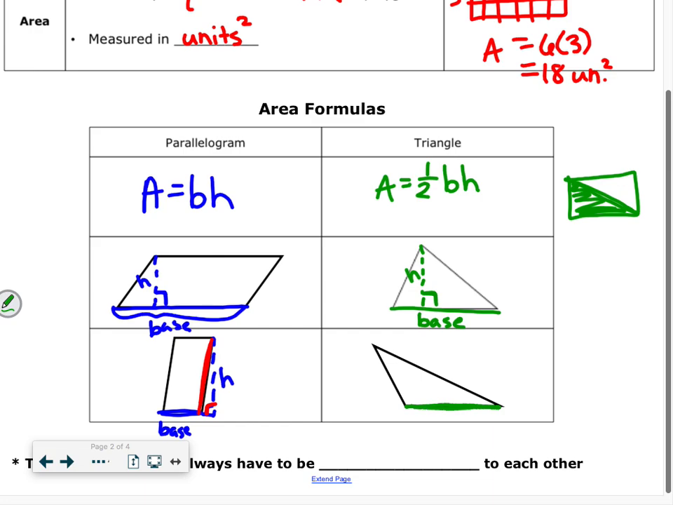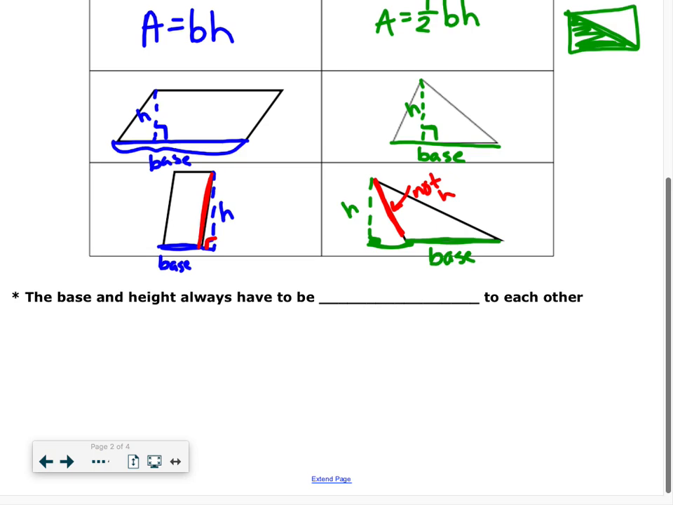So here is our base. Our height we could drop down here, as long as it's 90 degrees, this would be considered our height. Do not use the slanted part. That is not the height. Okay? The base and height always have to be perpendicular to each other. It's a must. Let's go through some examples.